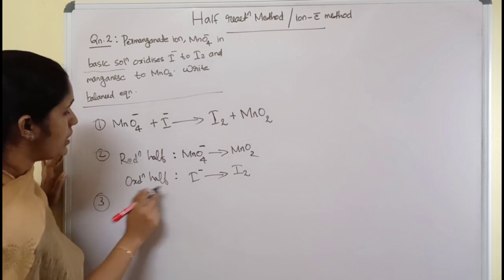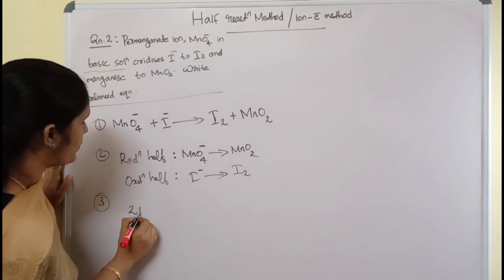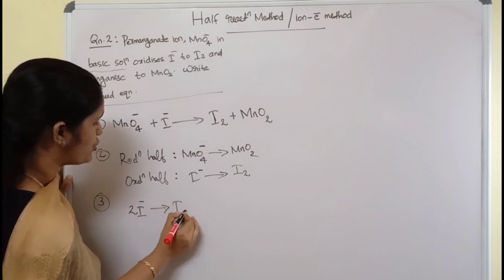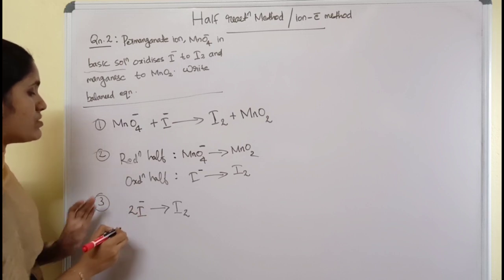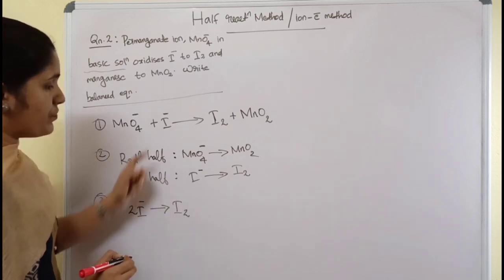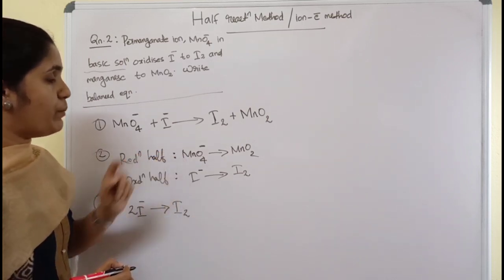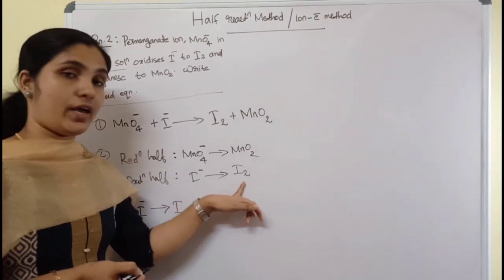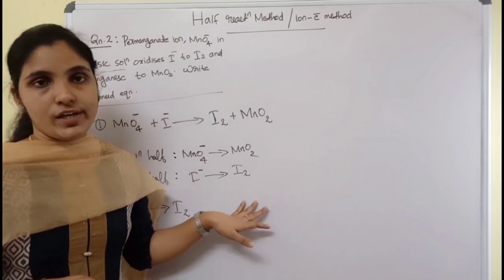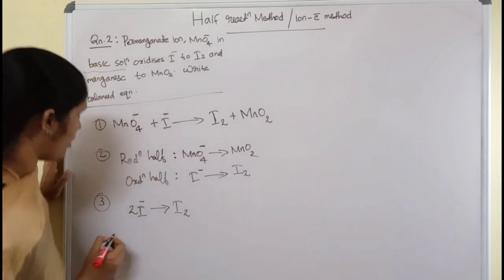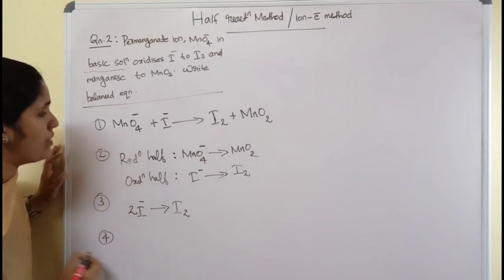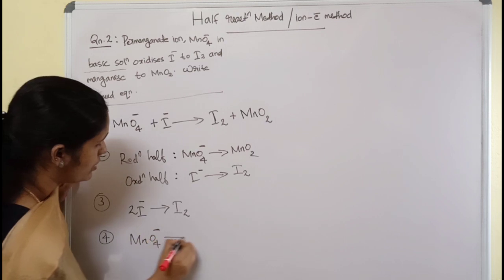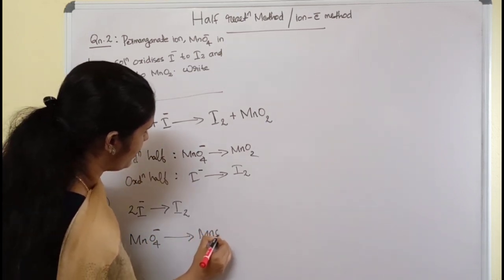So in the third step, let's balance this oxidation half by adding a 2 on the left side. 2 I minus gives I2. That means the equation is balanced in terms of main atoms. Now we have to balance the number of oxygen and hydrogen. Since the oxidation half does not contain oxygen and hydrogen, we can leave this one but take the reduction half. So the fourth step is to balance number of oxygen. So MnO4 minus turns to MnO2.